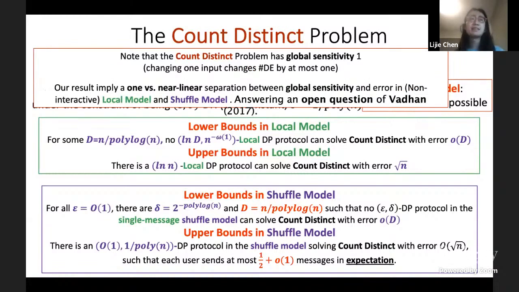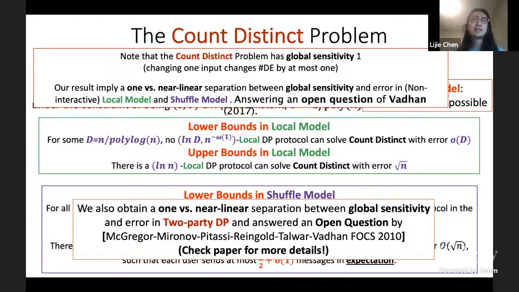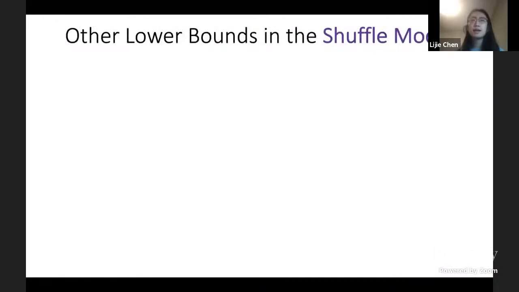And note that the count distinct problem has global sensitivity 1. So our result implies a 1 versus near linear separation between global sensitivity and error in the local and shuffle models. This answers an open question. We also obtain a 1 versus near linear separation between global sensitivity and error in two-party differential privacy, and answer another open question. Check the paper for more details on this part. And finally, we obtain some new lower bounds for other problems in the shuffle model.